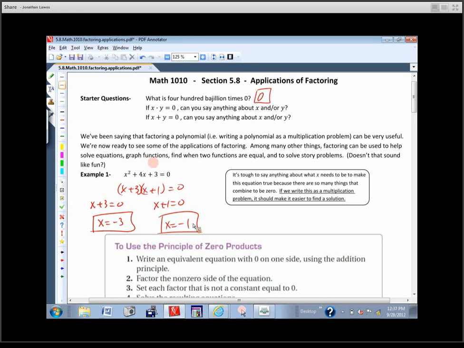It does. Let's check the negative 1. Negative 1, quantity squared, that's going to be a 1. 4 times negative 1, that's a negative 4. And add 3. Those do cancel each other out to make a 0. Okay? So those are the correct answers. All right? Any questions?